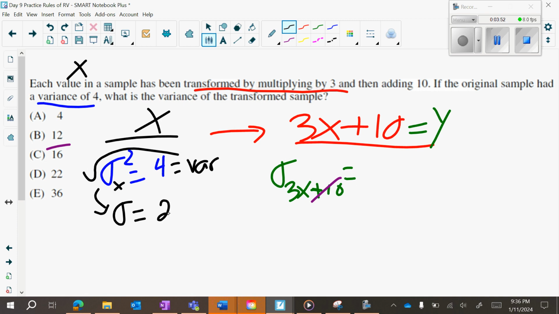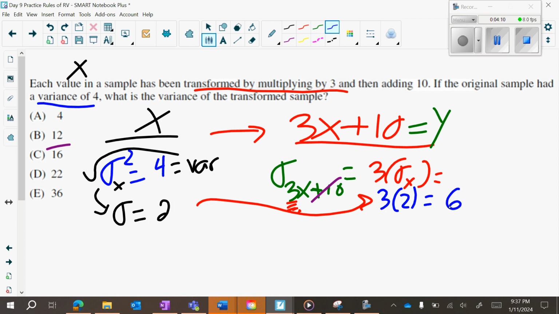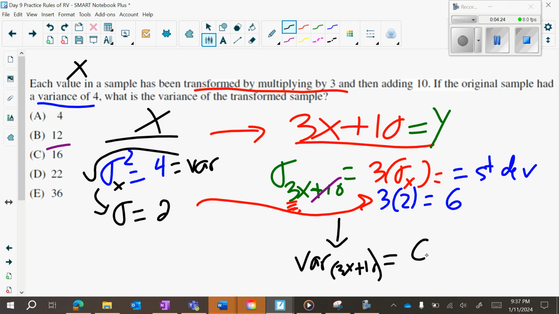Now, you can go over here to the standard deviation and you can multiply 3 times the old standard deviation of x. Because remember, the 3 is going to play a role in all the values getting more spread out. So you're going to do 3 times 2, and that's 6. And you think you're done, but that's the standard deviation, remember? So to get the variance now, what are you going to have to do? I'm hoping you're going to say you're going to have to square it. So now you're going to square the 6, and you're going to get 36, okay? So the answer was not the more obvious answer, which was 12. The answer was choice E, which is 36.